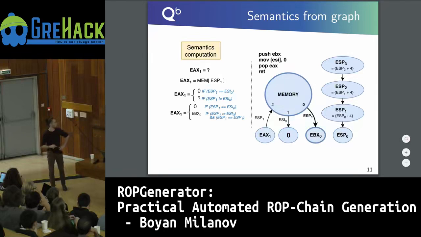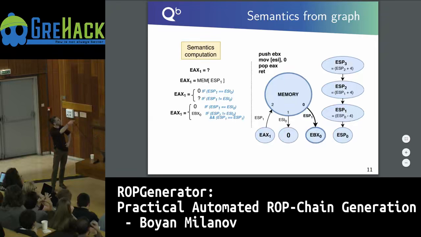Then you check the other arc, and you can see that the other value of EAX can be EBX, if ESP1 equals ESP1, which will always be true, and if ESP1 is different from ESI0, which means we wrote EBX in the stack, and we didn't overwrite it with the 0 before popping it into EAX.